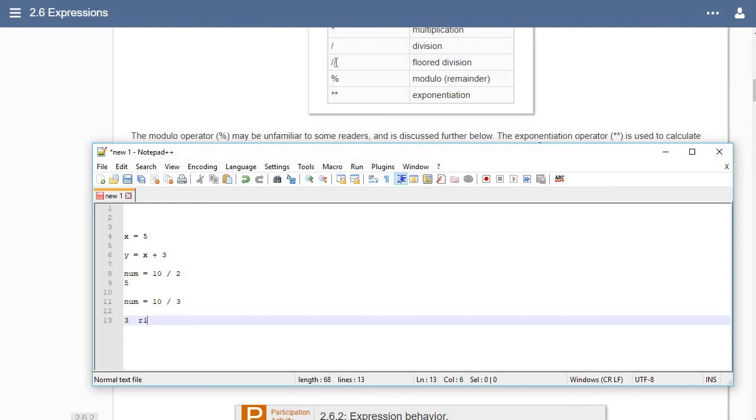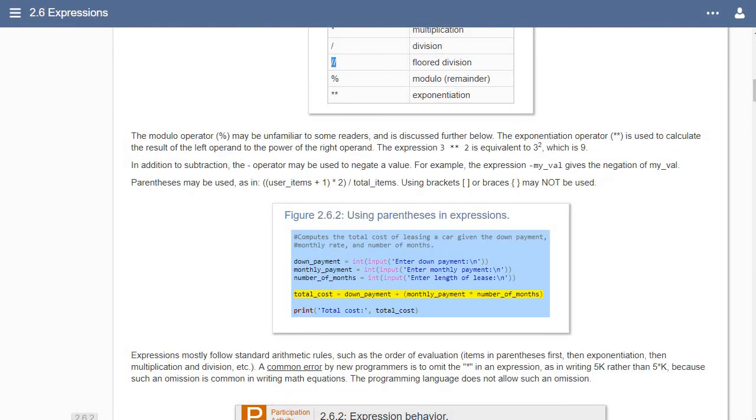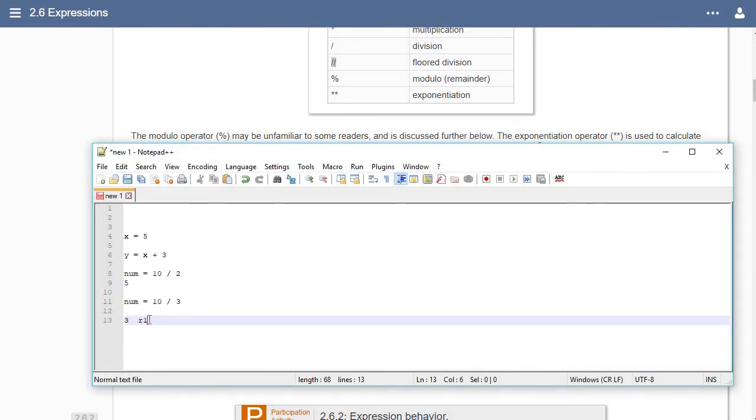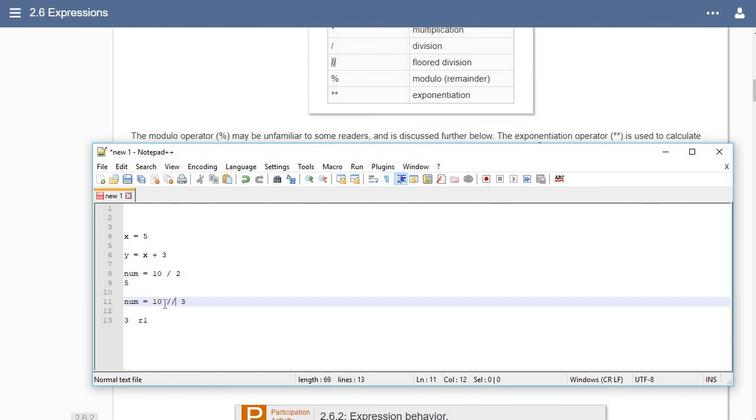If we use the floored expression, we are telling the computer to ignore the remainder. So in this case, 10 divided by 3, if we used the floor sign, the answer would be 3 without a remainder because we drop the remainder, also known as rounding down.